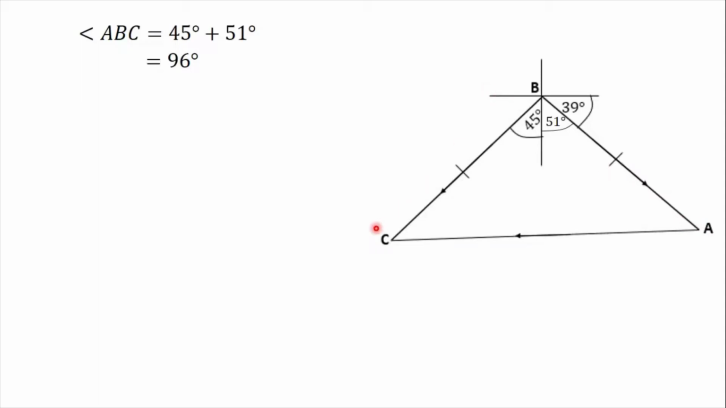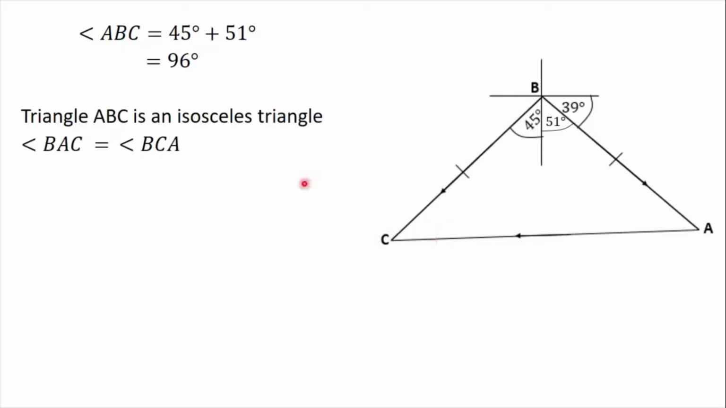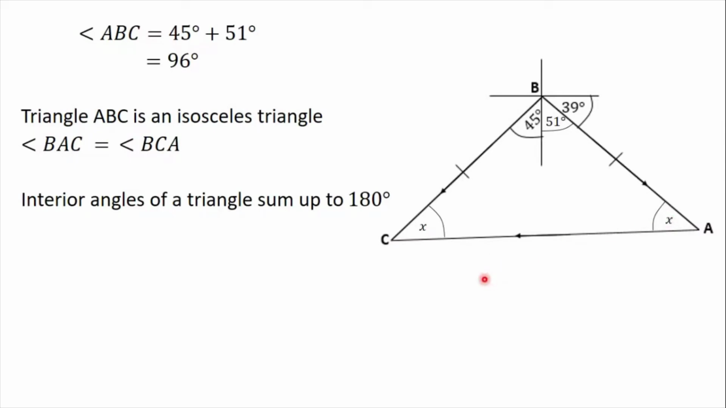From the angle properties of triangles, we said that for isosceles triangles, the angles formed at the base of the two lines that are equal are also equal. So here, angle BAC and angle BCA are also equal because triangle ABC is an isosceles triangle. So if I call this angle here, which is angle BCA, X, angle BAC will also be X. We know that from the properties of triangles, if you add all the angles in a triangle, you should get 180 degrees.